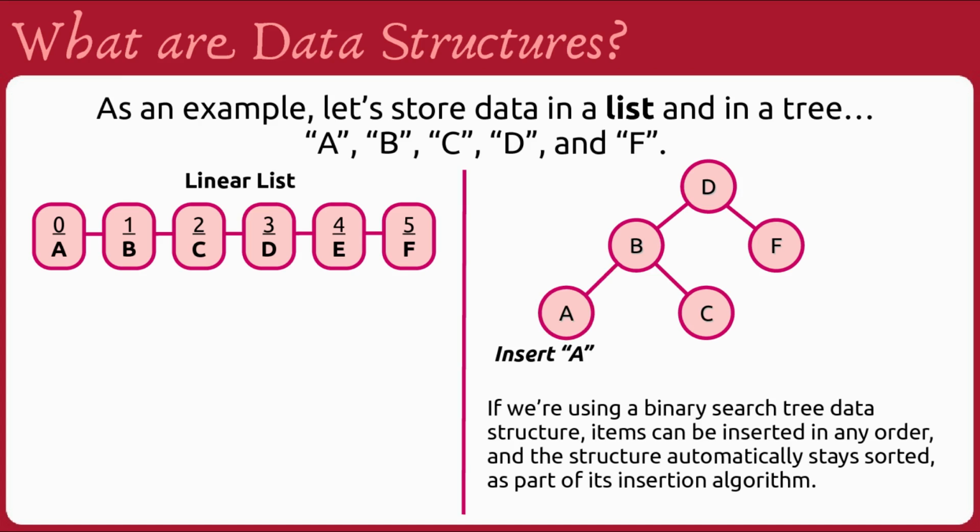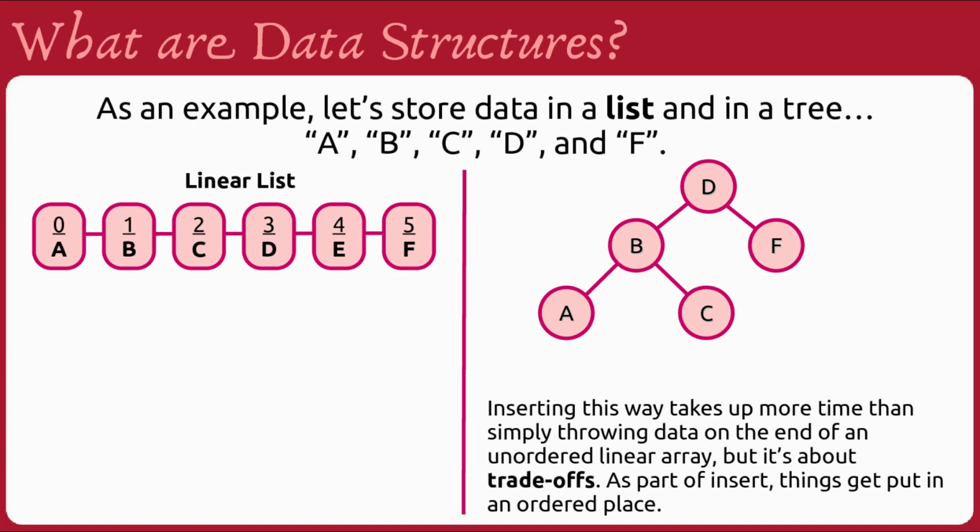Next, if we insert A, A is less than D, so we go to the left. A is also less than B, so we go to the left again, and we insert A to the left of B. Inserting this way takes up more time than simply throwing data on the end of an unordered linear array, but it's about trade-offs. As part of insert, things get put in an ordered place.